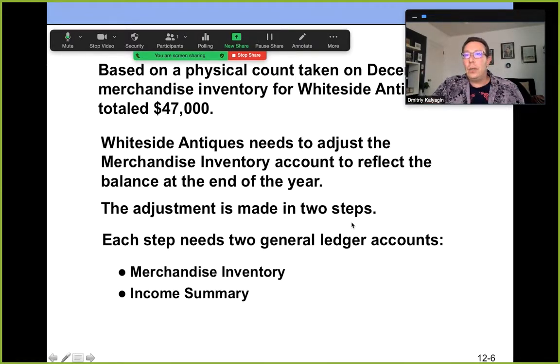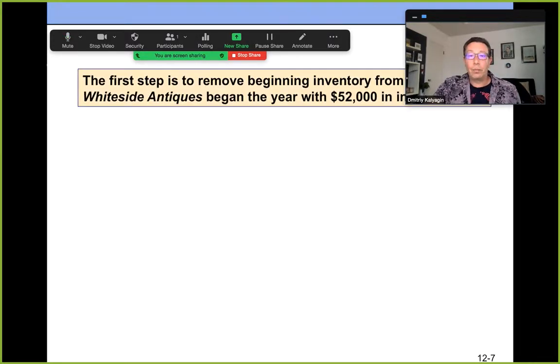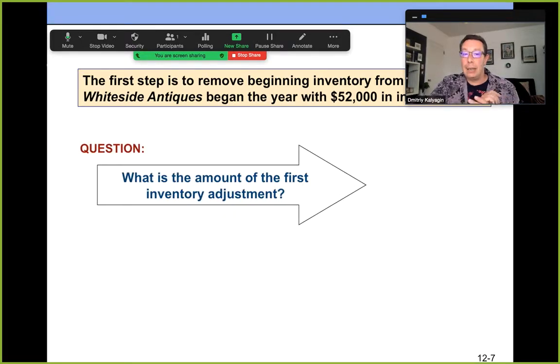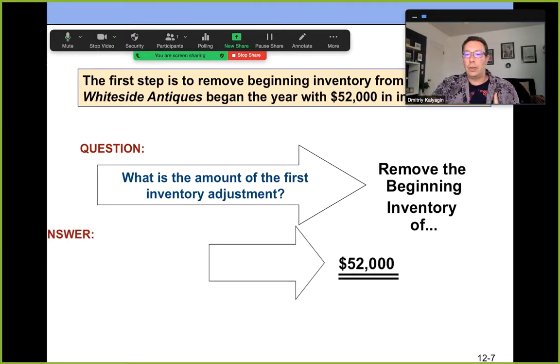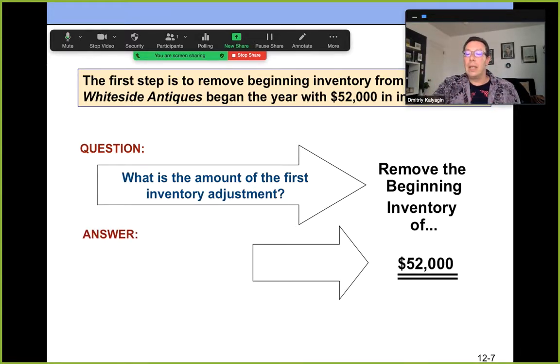And for each of the two steps, we will use two accounts: the inventory account or merchandise inventory, same thing, and the income summary. So the first step, we're going to remove beginning inventory from the inventory account and place it in the temporary account called income summary. We used it in chapter 6. I like to think of that account as a trash can. We throw stuff there that we don't really need anymore. So what's the amount of the first inventory adjustment? It's $52,000. It's the amount of the beginning inventory.